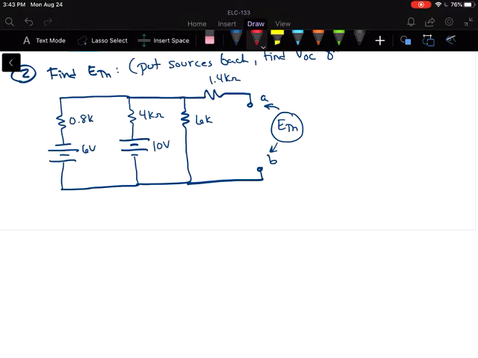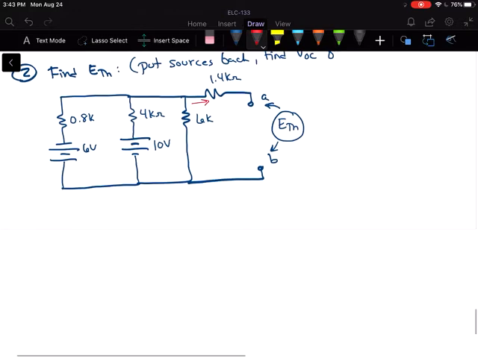Like I said, all of those would work just fine. But keep in mind, the current through that 1.4k ohm resistor, when these terminals are open, would be 0, right? So if that's 0, then really the resistor might as well not be there. Okay, so I'm just going to draw that so that we see that that 1.4k ohm resistor really doesn't mean anything in our circuit.